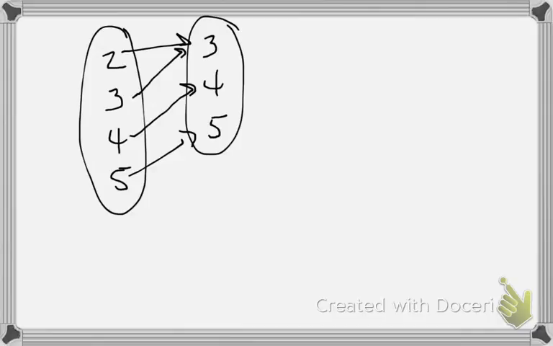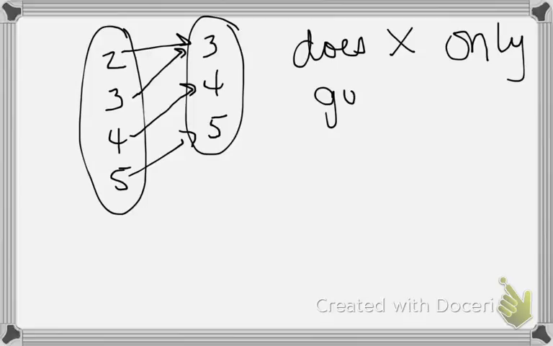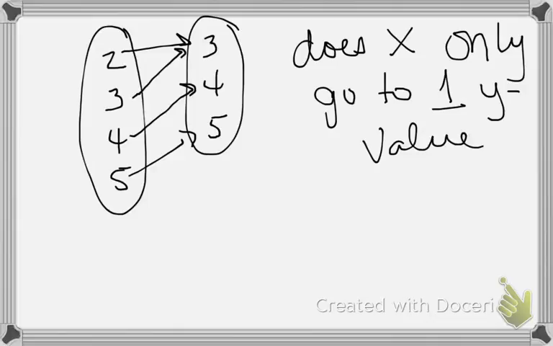So in this case, well, I always have students say, does x only go to one y value? Okay, so that's what you keep asking yourself. So does 2, if you see here, does this 2 only go to one y value? Yes, it does only go to one y value. Does this 3 only go to one y value? Yes, even though it's shared with 2, that x only goes to one y value.